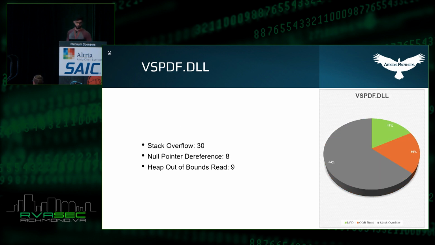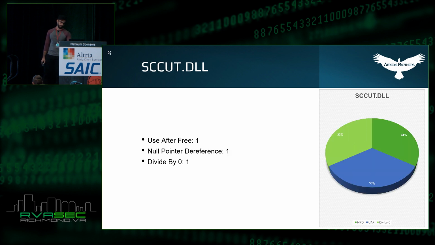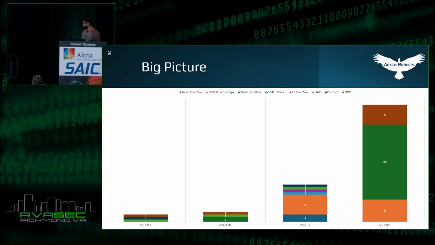VSPDF. This was really bad. We found 30 stack overflows, 8 null pointer dereferences, and 9 heap out-of-bounds reads. And finally, the utility DLL: 1 use after free, 1 null pointer dereference, and 1 divide by 0. So here we're looking at everything. Now you can see this giant graph on the right. The others are much smaller.